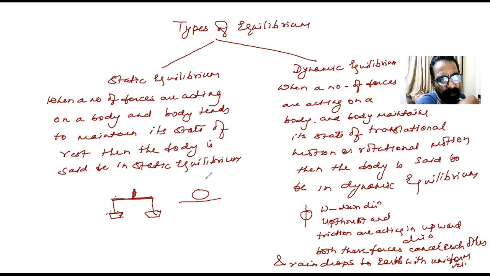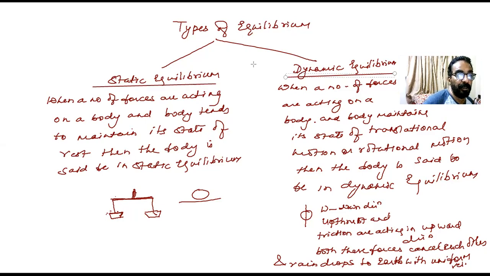Both these forces are acting, but still the stone tends to maintain its rotational motion. So we say it is in dynamic equilibrium. I hope both static equilibrium and dynamic equilibrium are clear to everybody, so that I can go ahead. It's not difficult, children. It's pretty simple. You should only have presence of mind to understand it.